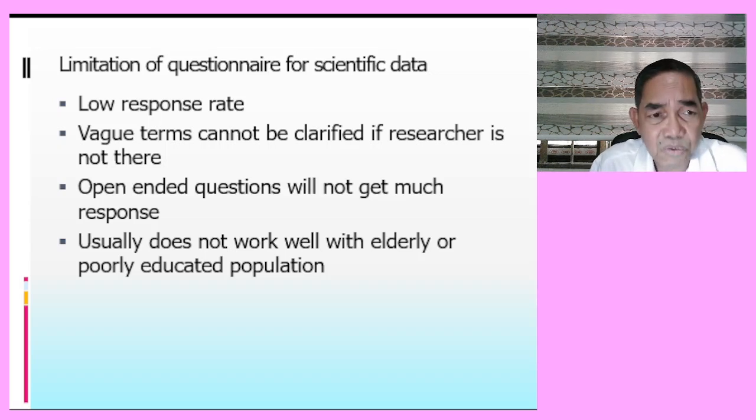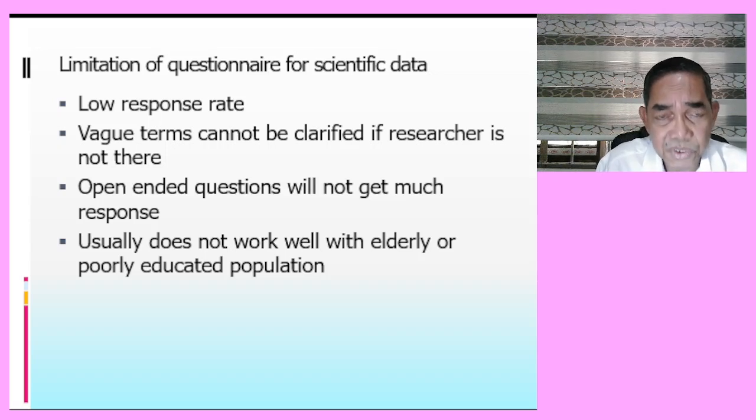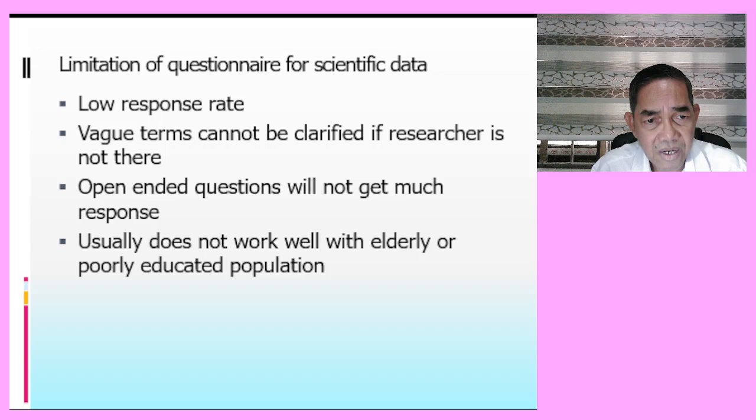And that's the reason why, if you are making a questionnaire, terms should be clear and unambiguous, because the respondents cannot clarify what the researcher exactly means. Open-ended questions will not get much response.